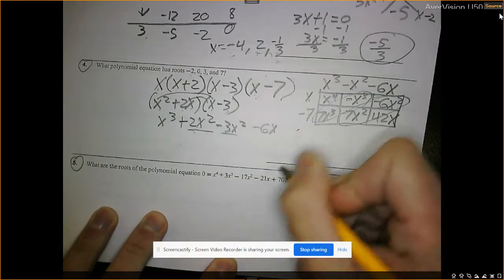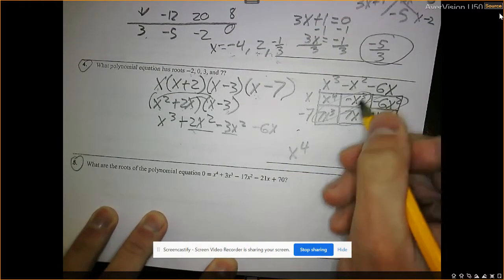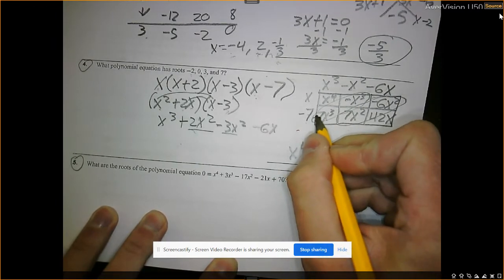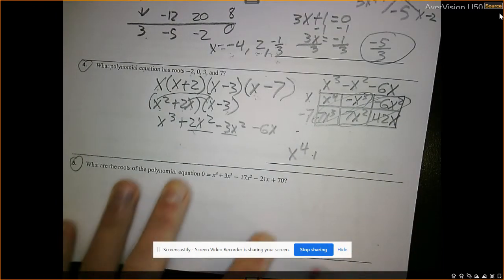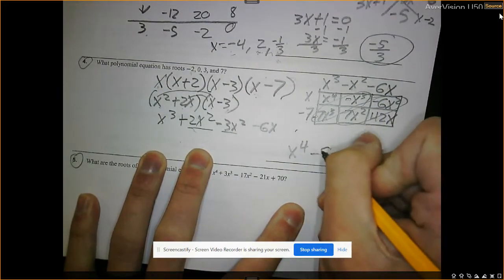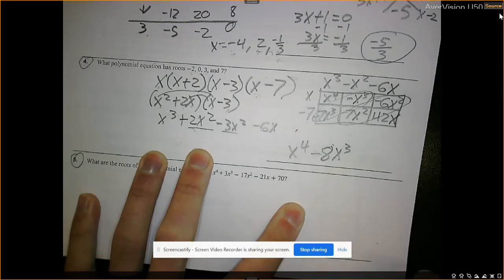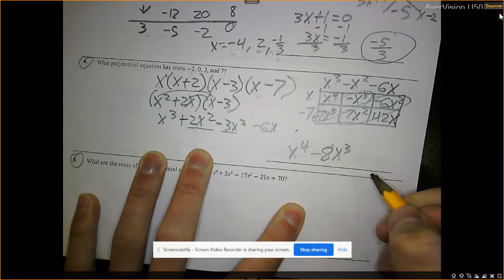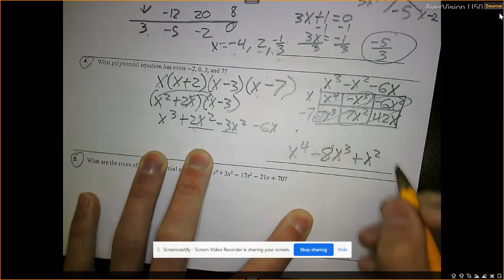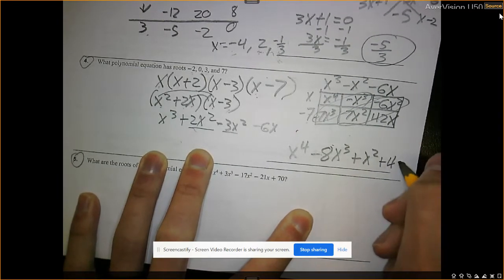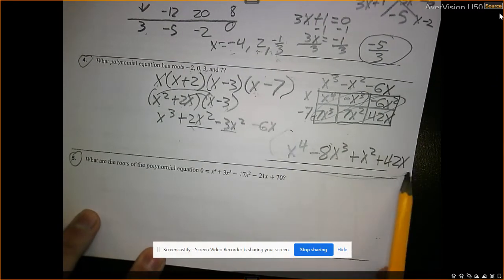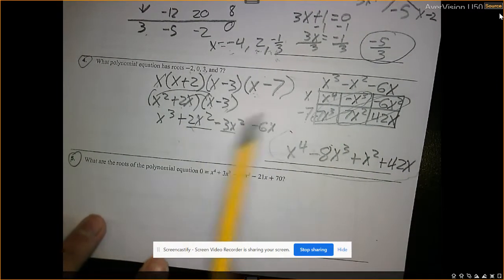And here's what you should get. X to the fourth. Combining these, this should be a -7x cubed. I just caught that. So -7x cubed minus 1x cubed gives you -8x cubed. 7x squared minus 6x squared, that is just a positive x squared. And then just a 42x at the end. So when you are given this problem, this is what you're going to have to do, multiplying all of these out.